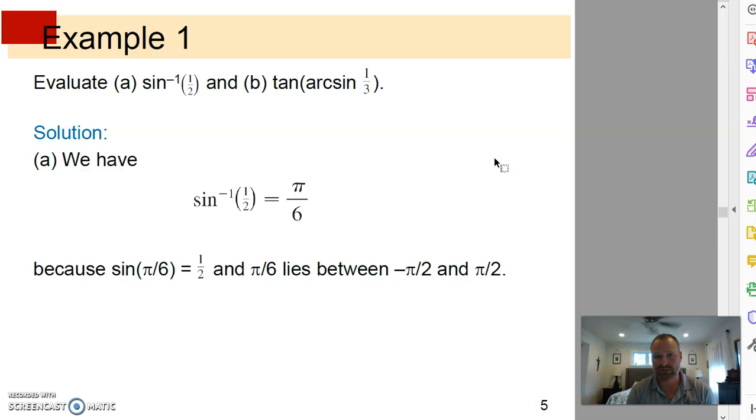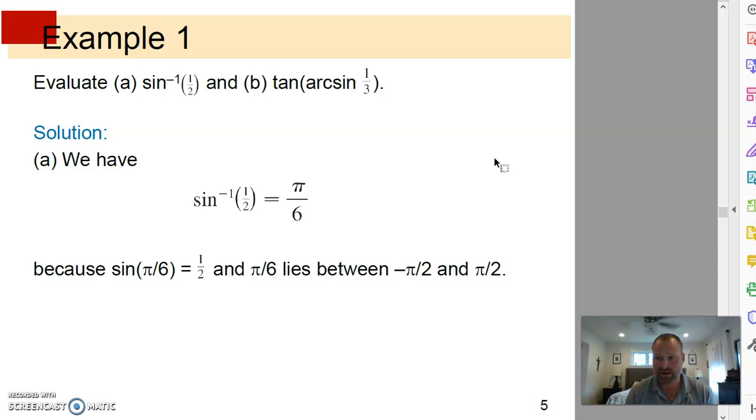So first, the inverse sine of 1/2. We can say that the inverse sine of 1/2 is equal to pi over 6, and the reason is because the sine of pi over 6 is 1/2. If you need help remembering where this comes from, pull up a unit circle. Take a look at the unit circle and it will help you to see where those radian measures come from.